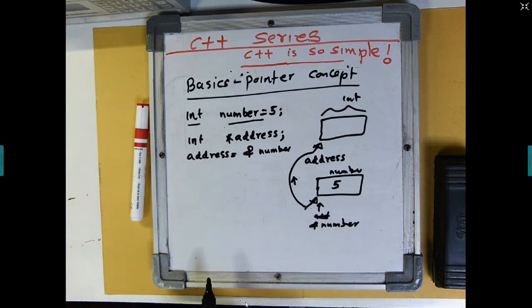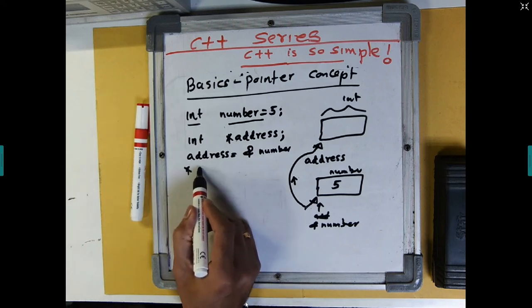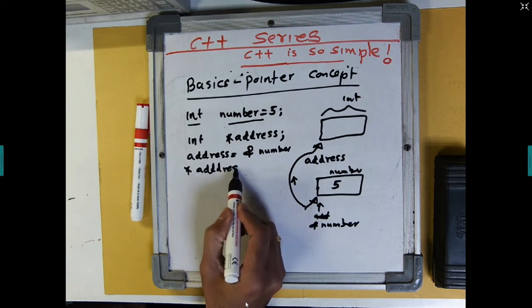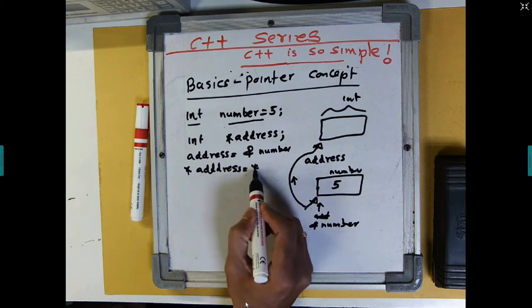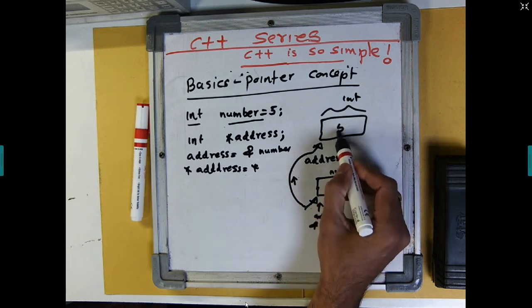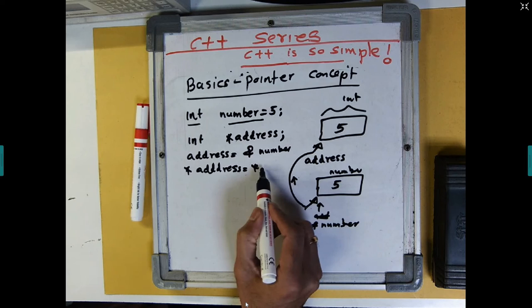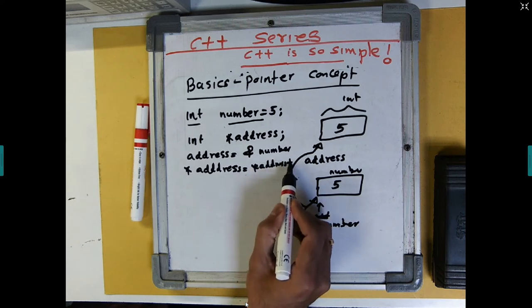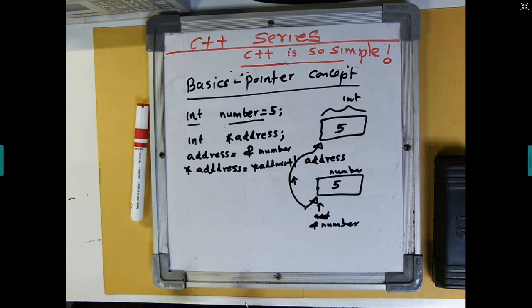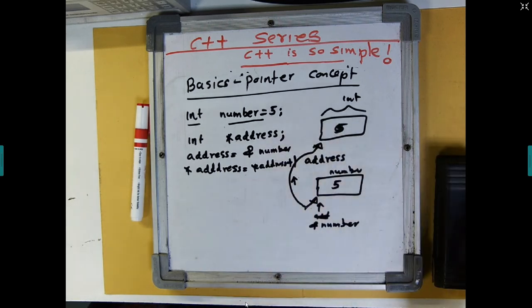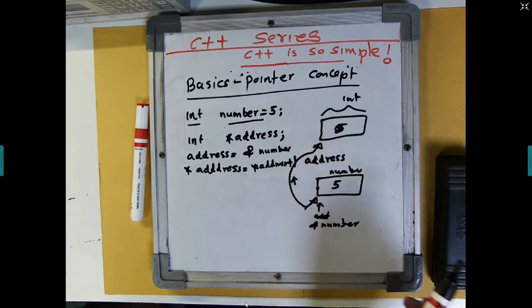Same way, if I say star address, star address means the content of the address, that means the 5. If I say star address equals star address plus 1, that means automatically this becomes incremented to 6.